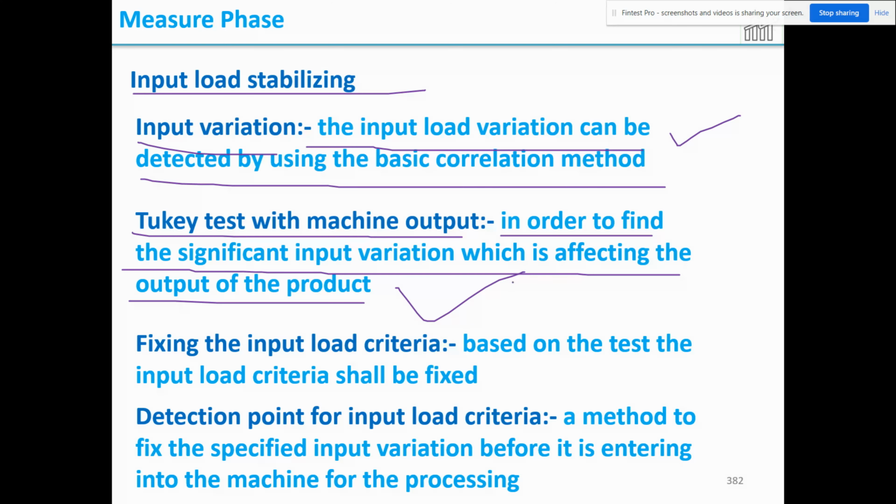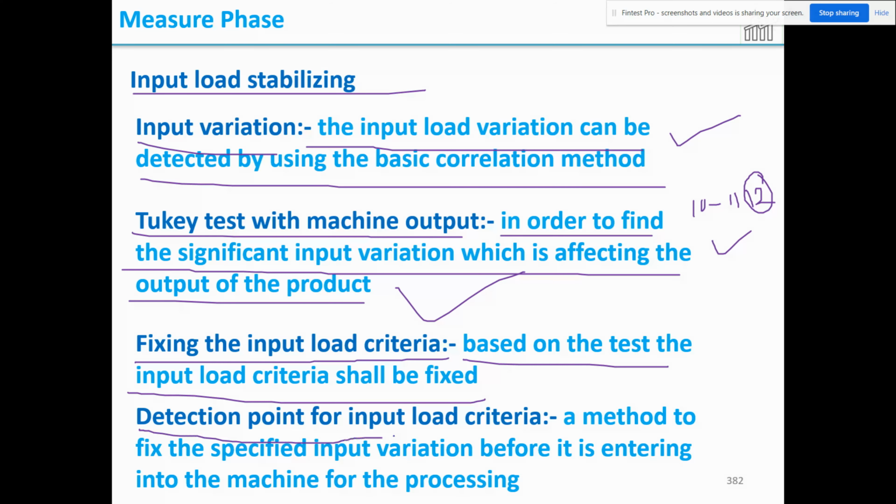Then what we'll do: fixing the input load criteria. Based on the test, the input load criteria shall be fixed. See, after two tests, you have found out only if the input load is between 10 and 11 mm, the output comes good. If it is 12 mm, the stock is more. So like this, we can fix the input load criteria that can be applicable for parameter as well as your input load raw material. Then detection point for input load criteria: a method to fix the specified input variation before it is entering into the machine for the process. So we can prefix what is required for the input.